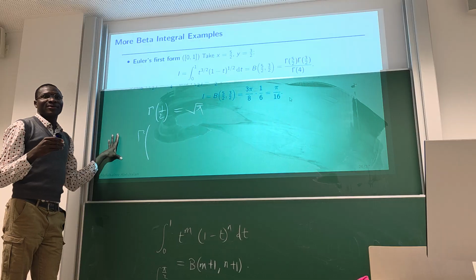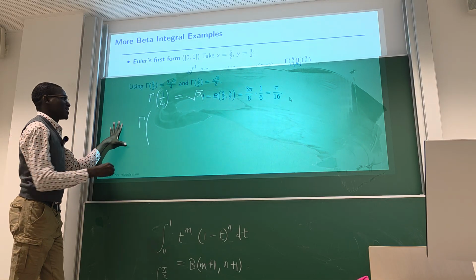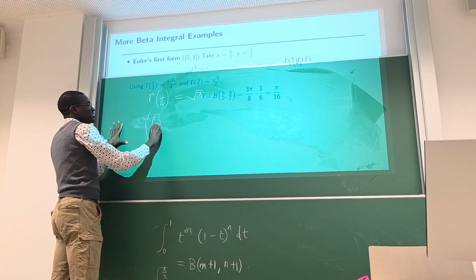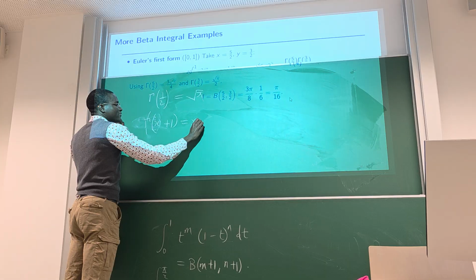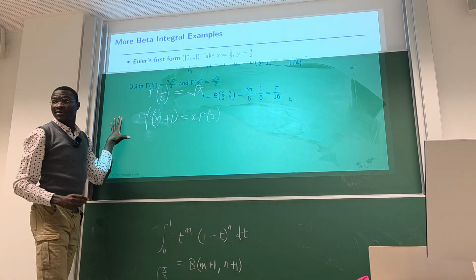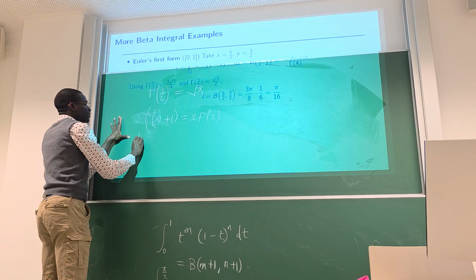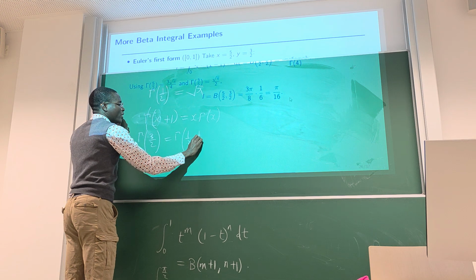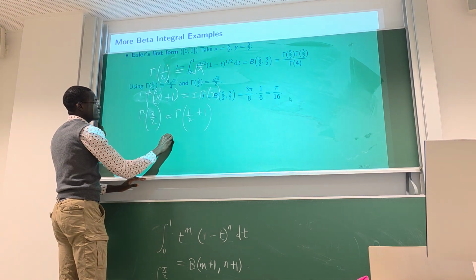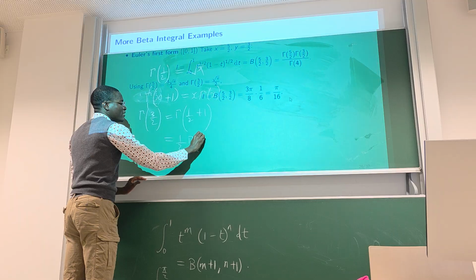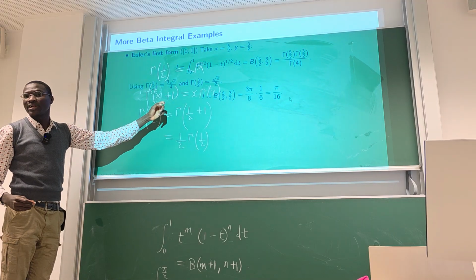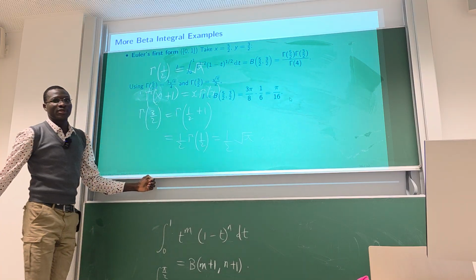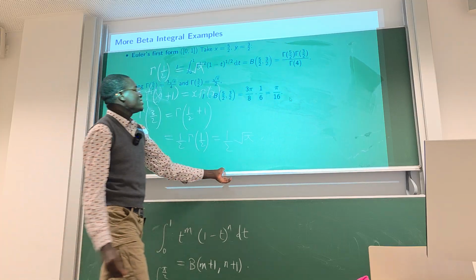Now, you can use the recursion. Yeah, we can use that. So, if you recollect, we also proved this in the first talk, right? We proved this in the first talk. So, for 3 over 2, we just do half plus 1, which is just half gamma half by the recursion, right? And this is just half times root pi. Easy peasy, right? Very easy.